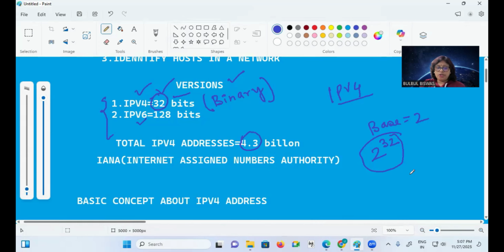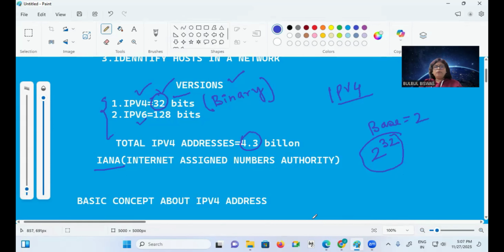Now here is a question. These 4.3 billion IPs are managed by whom? None other than IANA. IANA is an organization which is managing IP addresses. What is the full form of IANA? Internet Assigned Numbers Authority. Am I clear? So which organization is managing IPv4 addresses? That is nothing but IANA.